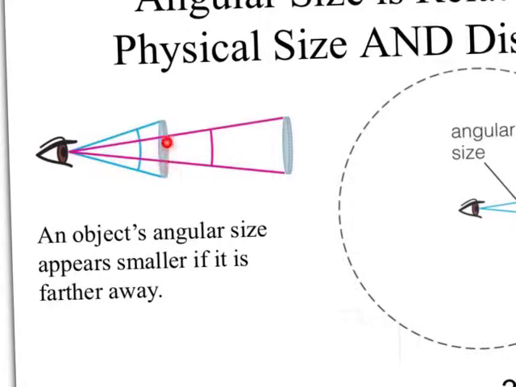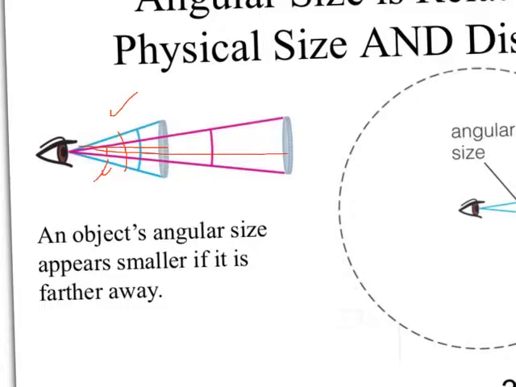Here's the same object with the same real size. Here it subtends, let's say, right here when it's close, the blue. And when it's farther away, it subtends this pink one. Same object. So here's the deal: the angle is directly related to how far away the object is.